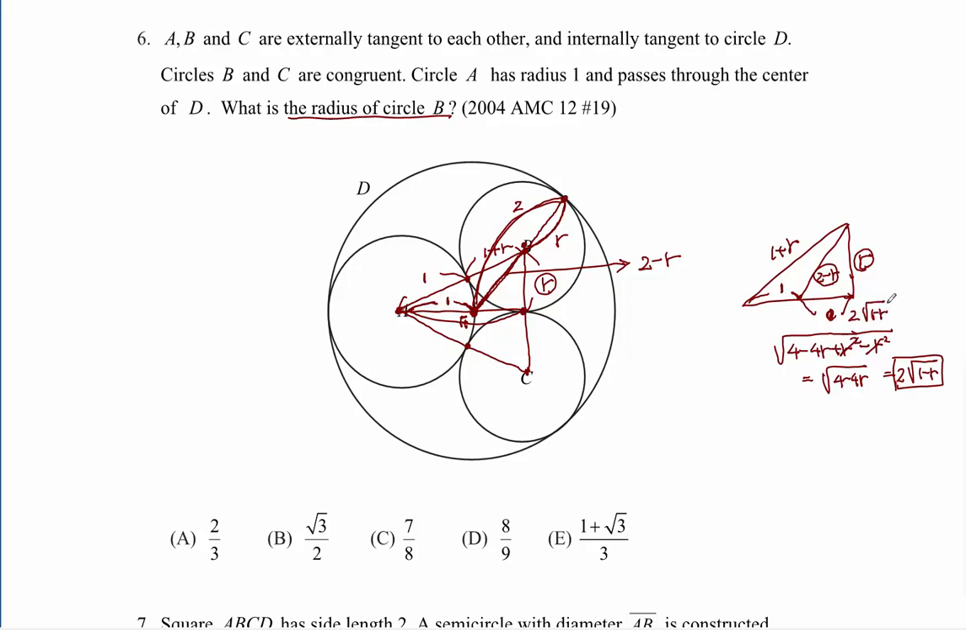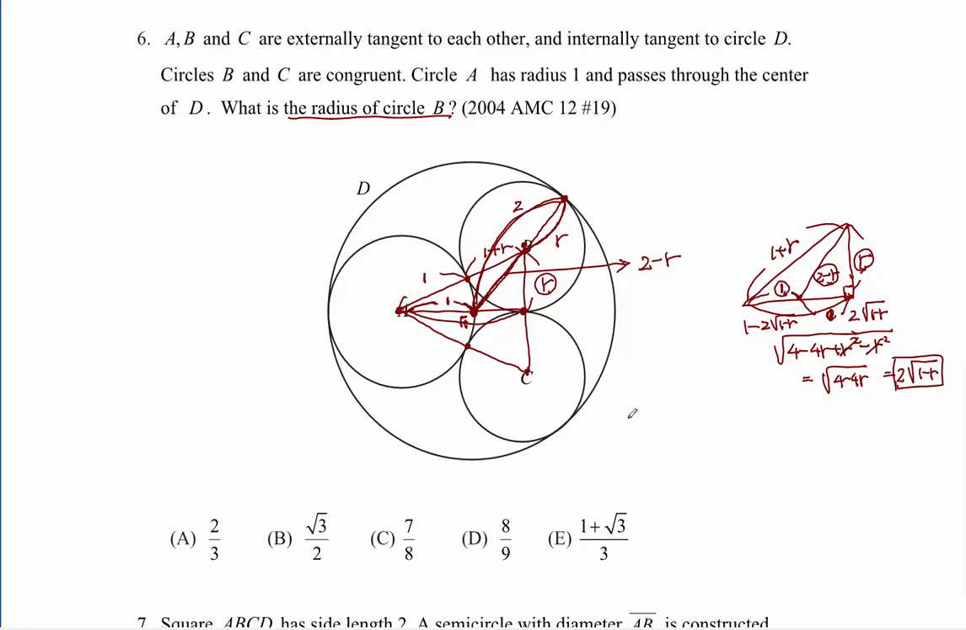Now to find the value of R, we need to apply one more time, because this side we used already. Now the big right triangle, we apply the Pythagorean theorem one more time. This is 1 plus R, this is R, and this is how much? 1 plus 2 times the square root of 1 minus R, right? Now we just apply one more Pythagorean theorem.